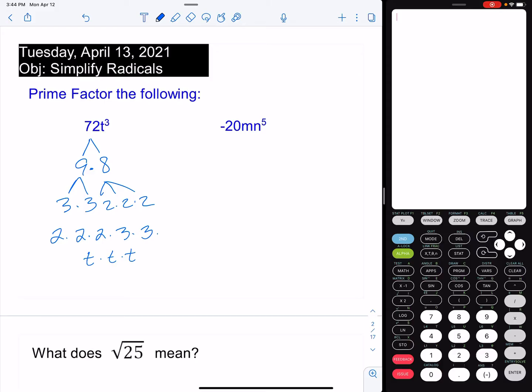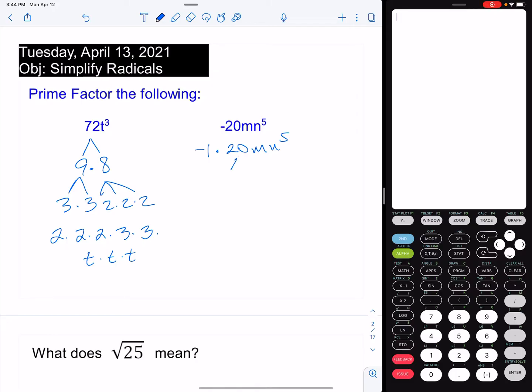Now, what if that number was negative? Do you remember what we do? Okay, if it's a negative number, we're going to factor out that negative first. So it's going to be negative 1, to factor out means to pull out, times 20mn to the fifth. And now we have a number that we can break down, because you can only prime factor positive numbers.